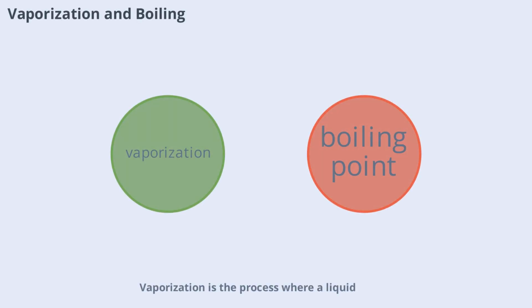Vaporization is the process where a liquid turns into a gas at a constant temperature known as the boiling point. When a liquid boils, it absorbs heat, but its temperature remains constant until all the liquid has turned into vapor. The boiling point can be affected by pressure and impurities, as we've seen earlier.